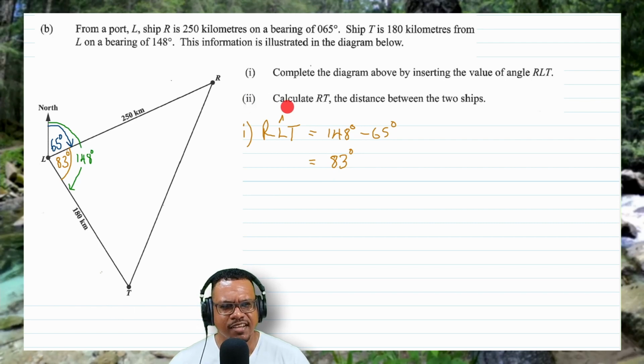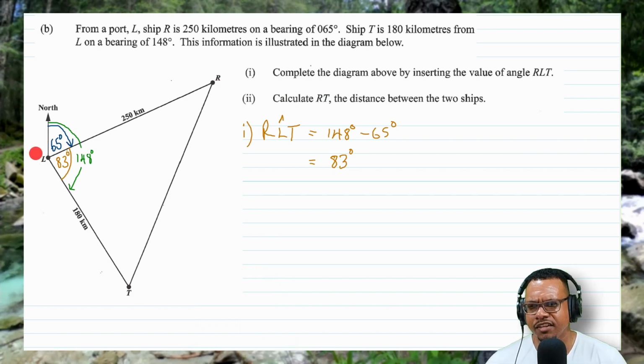Now for part 2, they want us to calculate RT, the distance between the two ships. So this is R to T. Now if we look carefully here, we have a non-right angle triangle. We've seen that this 83 degrees is in between the 250 kilometers and the 180 kilometers. So once we have a non-right angle triangle, we know we're either using the sine rule or the cosine rule. And as long as we have an angle in between the two given sides, we know we're looking at the cosine rule. So I'll have to label this triangle with the common letters representing the length of the side, and the capital letters will be the magnitude of the angle.